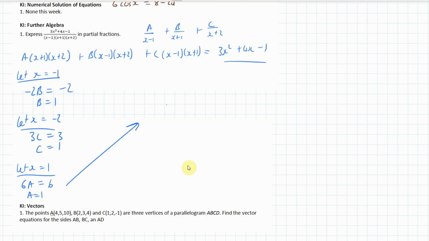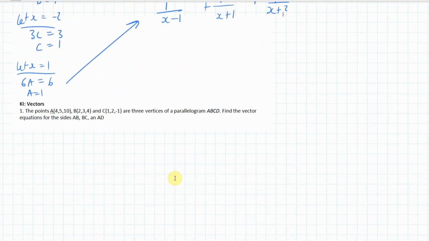So it's going to be 1 over x minus 1 plus 1 over x plus 1. What did we say c was? Oh, how boring. Plus 1 over x plus 2. And that's it. Alrighty, last question.